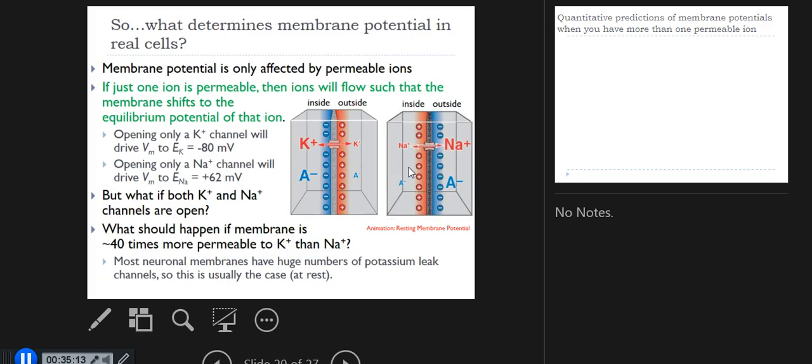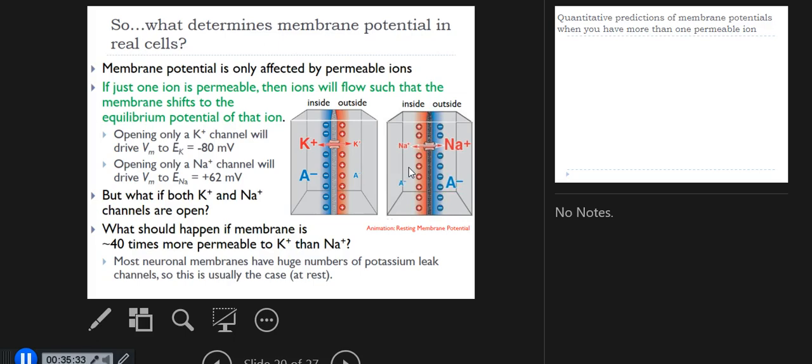Yeah, we should be close to potassium, right? Potassium is really permeable. There's lots of channels for potassium. It can stream across pretty easily. There's only a few channels for sodium. So most of the effect, potassium should kind of win here. And most of the membrane potential should basically be pushed almost to -80.